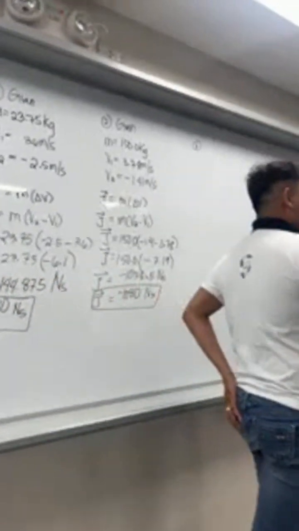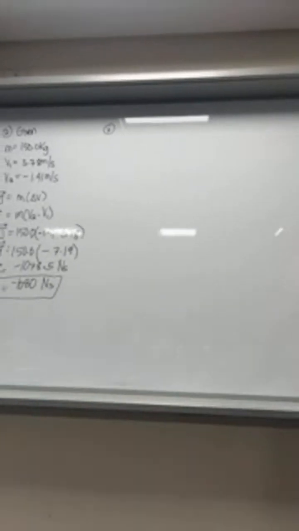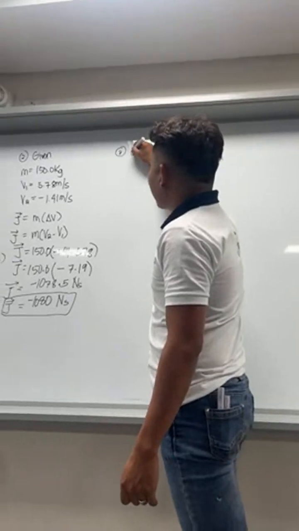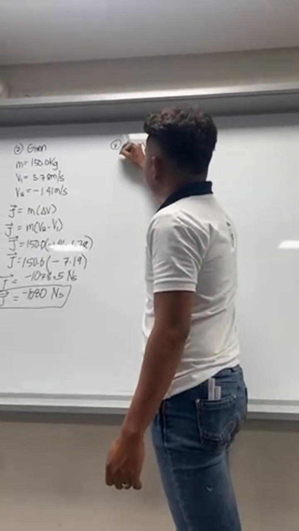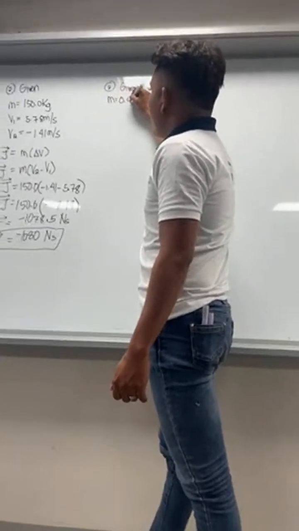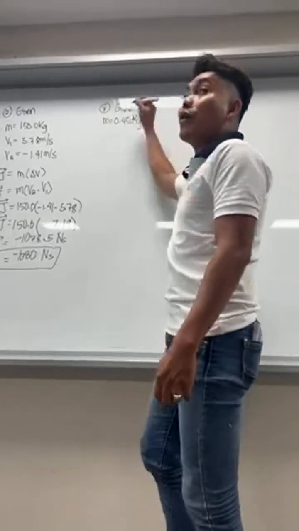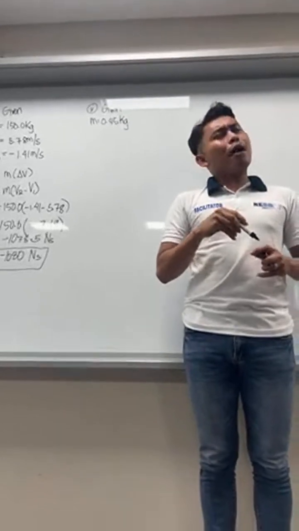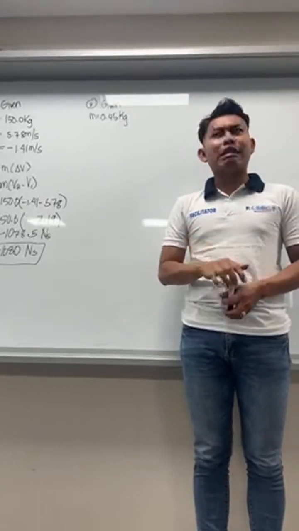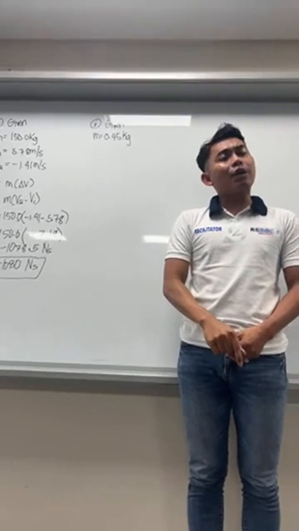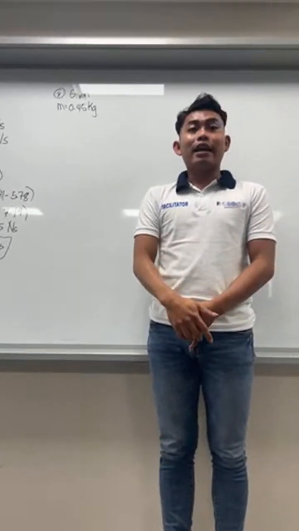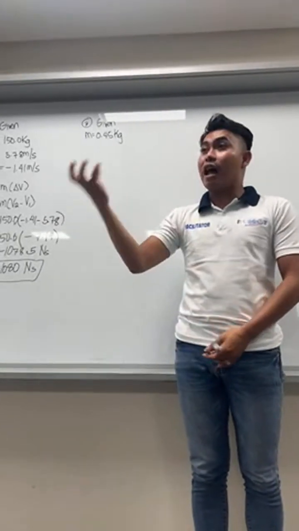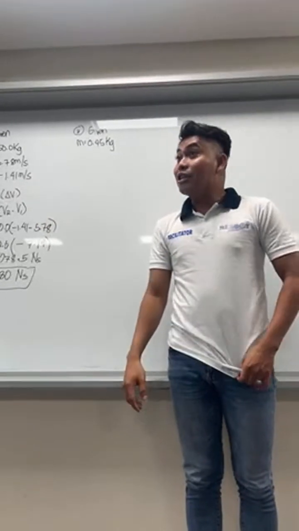Okay, let's solve for item number 3. Let's write the given. So the mass is what? 0.45 kilograms. That's the mass. Sir, nakapangutana ba? What if naka-grams lang? Anong gagawin pag naka-grams ang mass? I-convert. I-convert din siya dapat into kilogram ha?